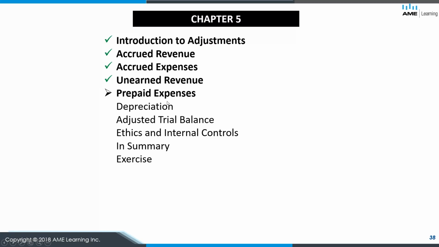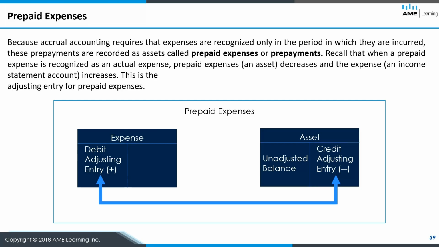Okay, the next category of adjusting entries that we're going to take a look at is prepaid expenses. And I might go through this one a little faster just because this is a topic that we've discussed quite a bit in previous chapters. And there's no difference really with what we've talked about previously. This is just us reducing that prepaid expense as we incur those expenses.